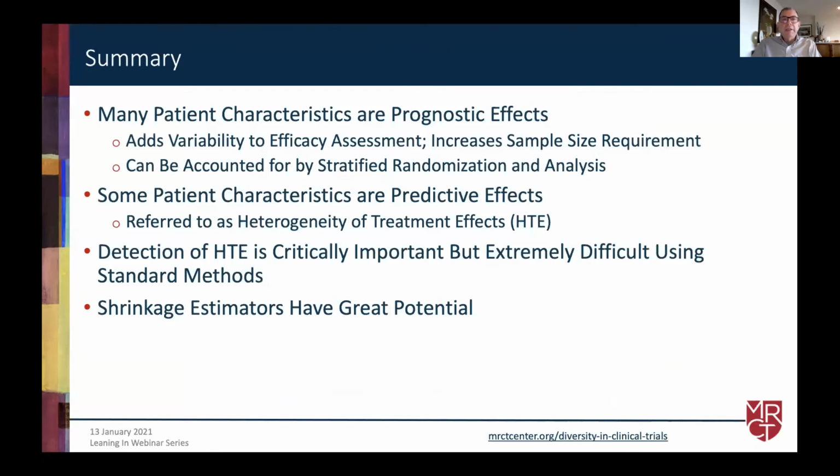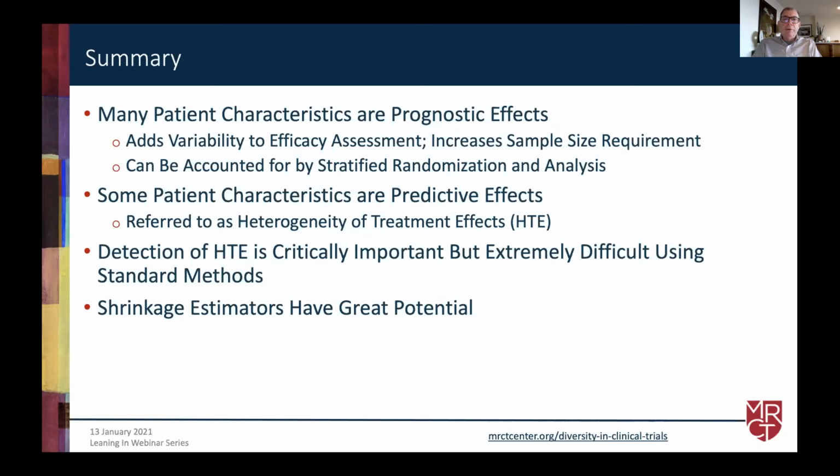Next slide. So just to summarize, many characteristics are prognostic effects, and these do have an impact on sample size calculations, but they're things that we can account for as part of the design of a clinical trial, through stratified randomization and stratified analysis. Predictive effects, on the other hand, are ones where there's heterogeneity of treatment effects and the treatment works differently across subgroups. And that's a lot more challenging problem for clinical trial researchers.